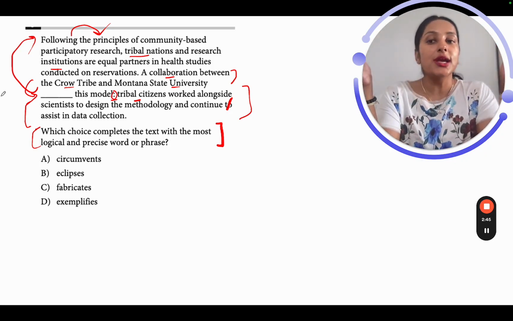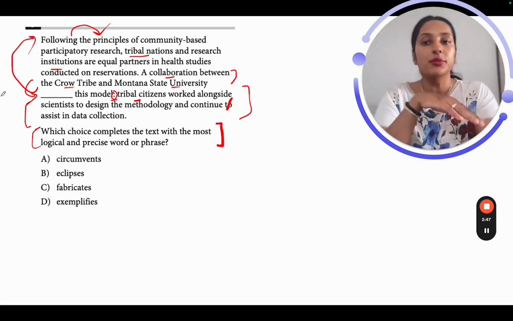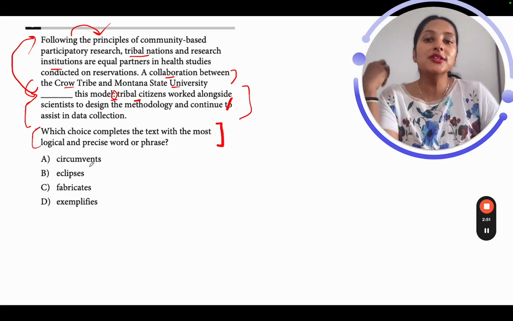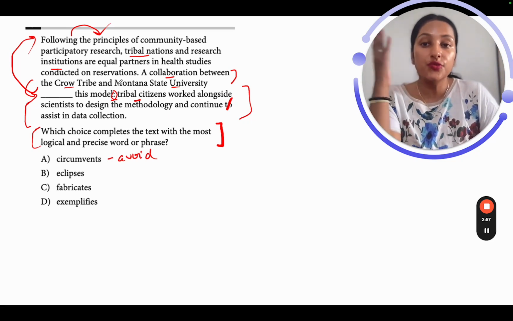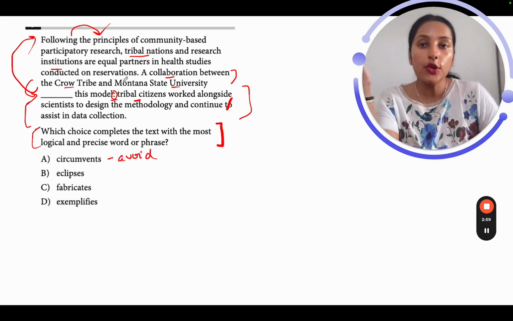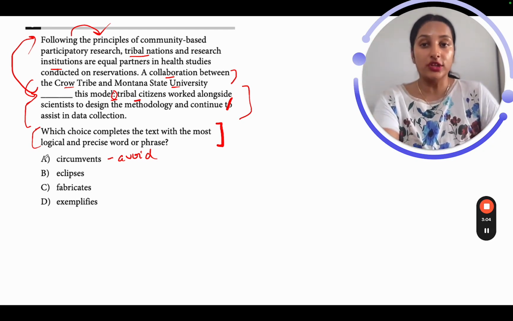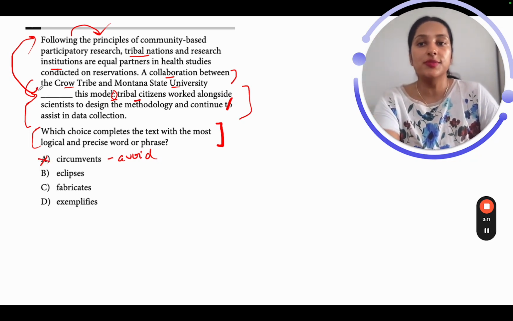Now, with this understanding, let's go ahead and start eliminating our options. Now, A says circumvents. Circumvents means avoiding. This collaboration is following this model, or following the principles of this model. They're not against this model. In fact, they are following the similar model. So this is bang opposite of what I require for this blank space, right? This is contradicting the text. So I'm going to eliminate A.